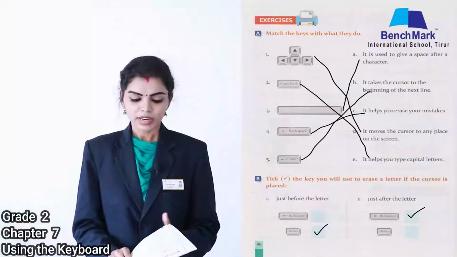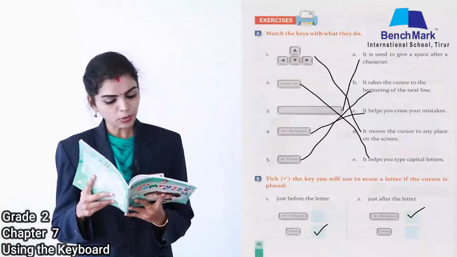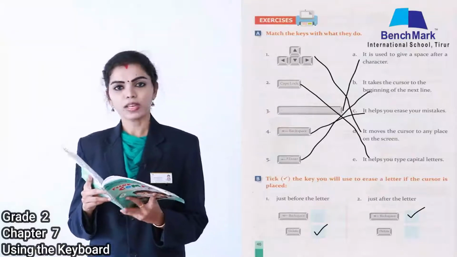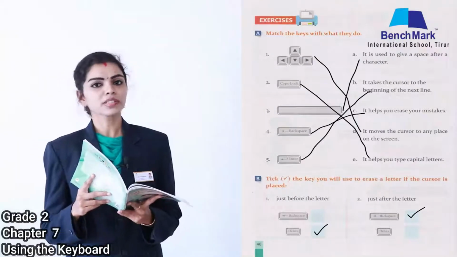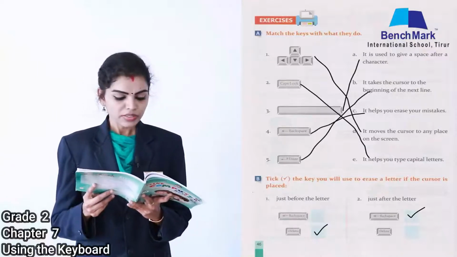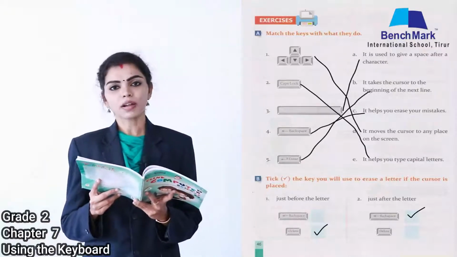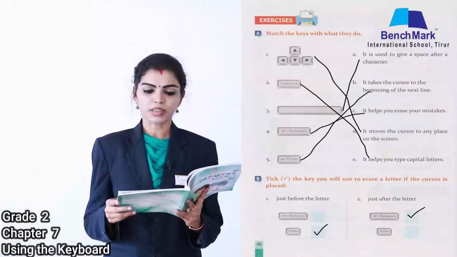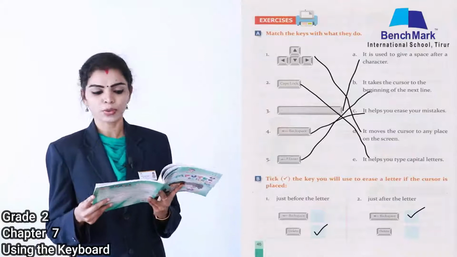Okay. So the next exercise is: tick the key you will use to erase the letter if the cursor is placed just before the letter. If the cursor is placed just before the letter, then we use the delete key. So you need to tick the delete key. Just after the letter means use the backspace key. So you need to tick the backspace key. I hope it is clear to you all.